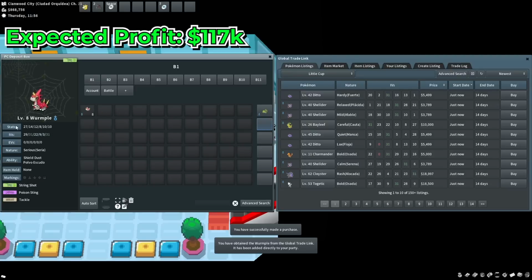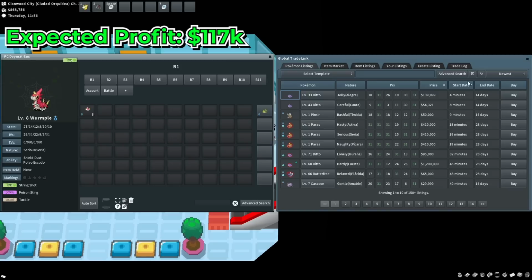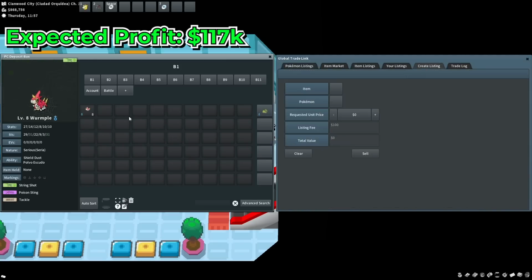Now 13k for a double 31 bug male, which goes higher. Let's see, yep, around 30k, and we'll be pricing ours just under that one.